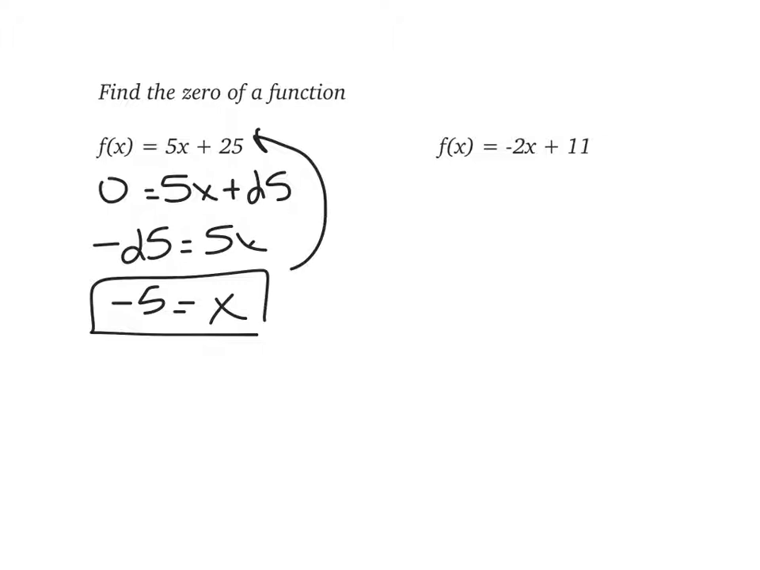It's all that stuff. So let's do one more. Put 0 here. -2x plus 11. Move the 11 to the other side. You get -11. Divide by -2.